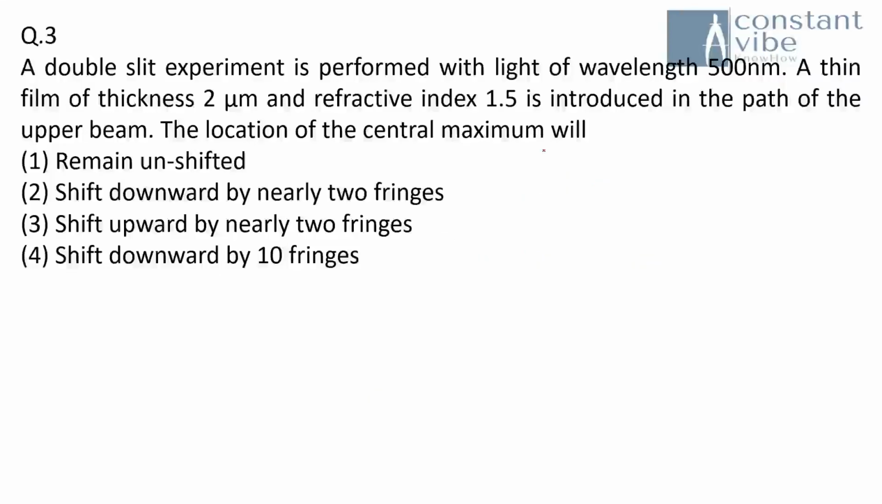Okay, next question 3. In this question you can see a double slit experiment is performed with light of wavelength 500 nanometer. A thin film of thickness 2 micrometer and refractive index 1.5 is introduced in the path of the upper beam. The location of the central maximum will be... See here, what is explained in the double slit experiment.